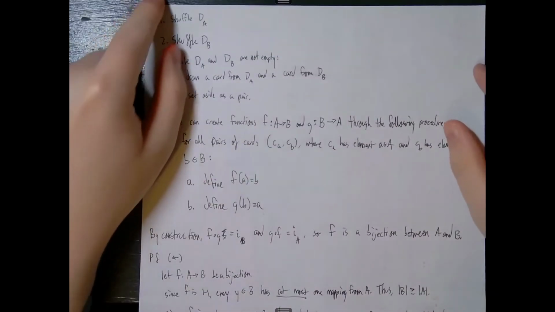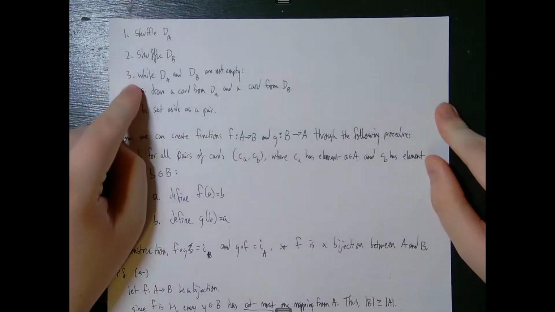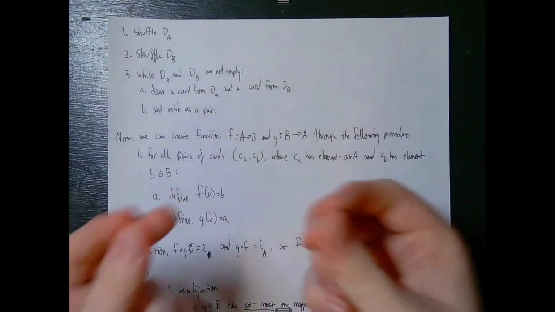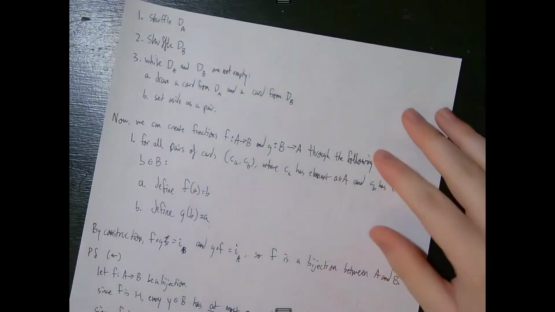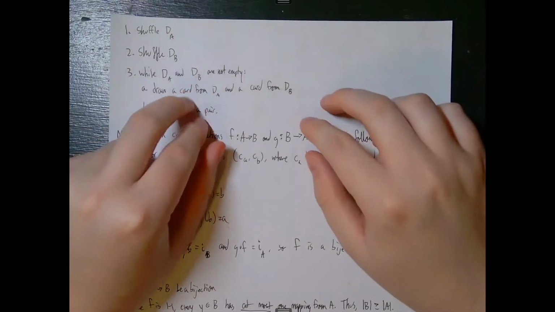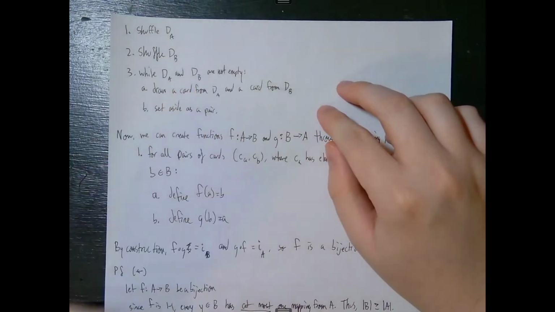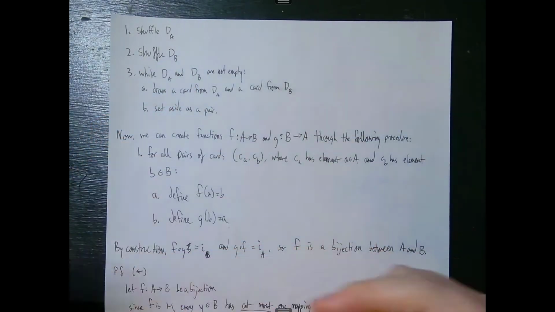So what we're doing is we're shuffling each deck so that we get a random ordering of cards. Then we're going to draw one card each, one from A and one from B, and set those two cards together as a pair. And then we'll take another card each from each deck. So we'll take our second card from D sub A and our second card from D sub B, put them together as a pair, set them aside.